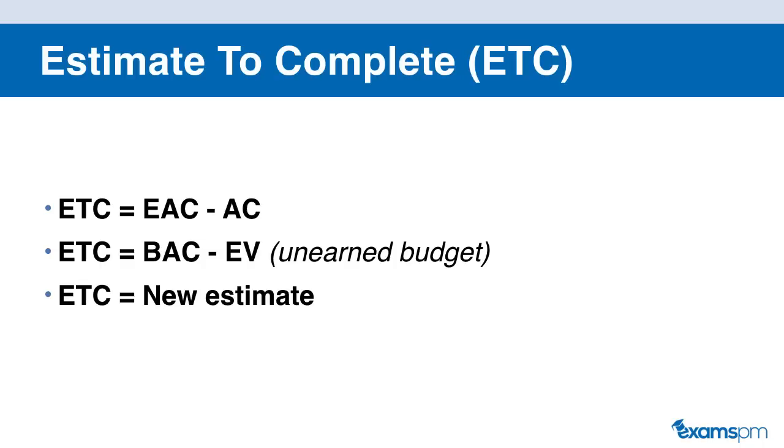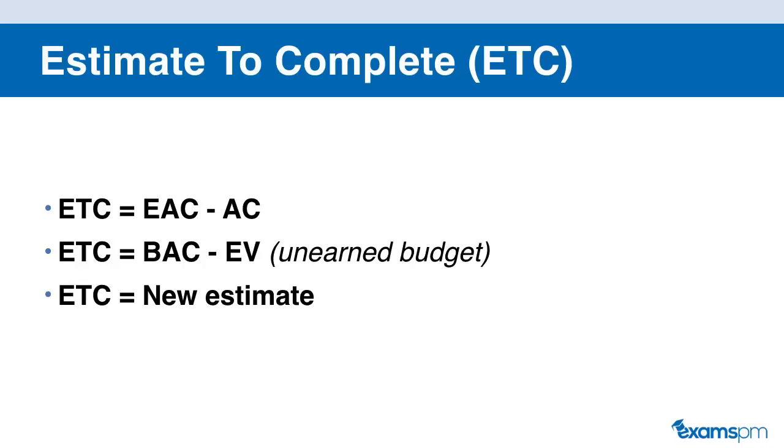And the third way to calculate your estimate to complete is to make a completely new estimate. So calculating how much each of the activities you have remaining will cost, roll that up to the work package level, roll that up to the control account level, and then finally roll it up to the project level. So doing a completely new estimation.